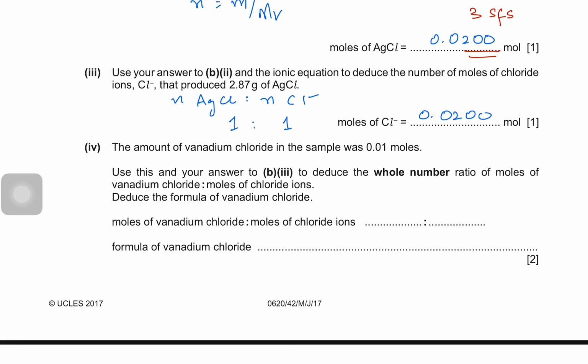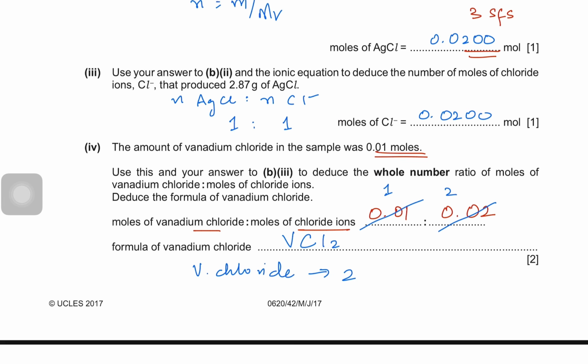So how many moles of vanadium chloride? They have already said 0.01 moles. How many chloride ions? 0.02 moles. We take a ratio and then we get 1:2. So it means the formula was VCl2. It means each vanadium had two chlorides. So the only formula that fits is VCl2.